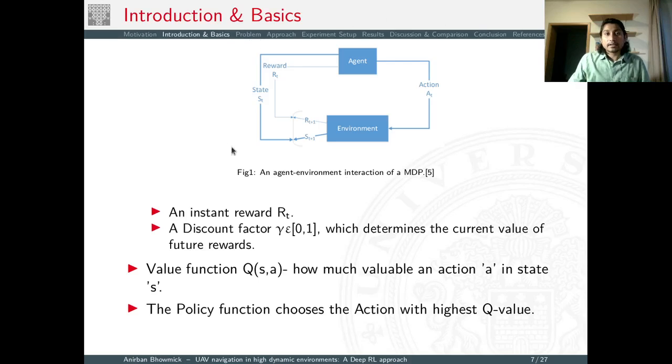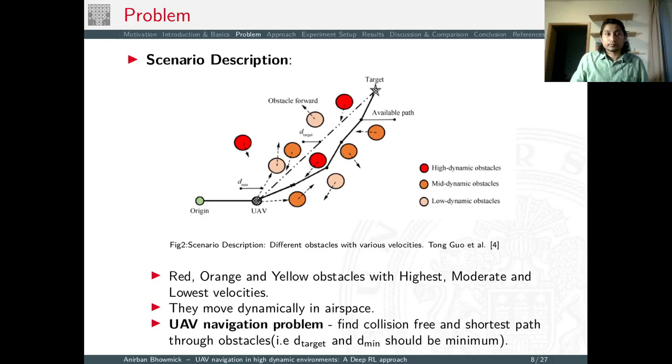Here we can see a pictorial representation of the Markov decision process. The agent takes an action in an environment, and then it gets the reward in the next step, and it also moves into the next time step, and then it continues again and again. We also have a value function, which measures how valuable an action is in a particular state. Also, there is a policy function, which chooses the best action, that is the action with the highest Q value.